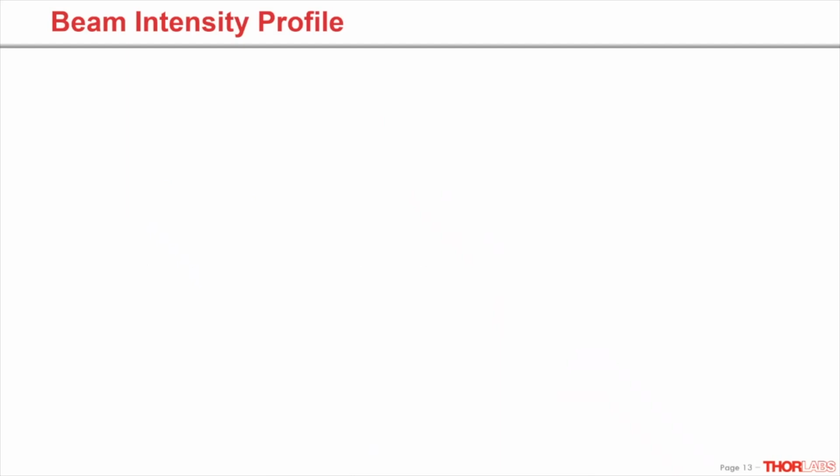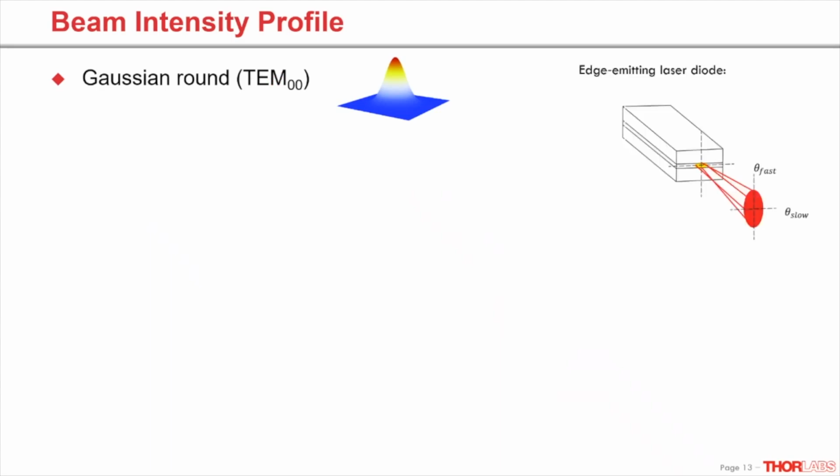As already mentioned, Gaussian beams can be focused to the smallest beam width, and an ideal round Gaussian beam propagates with the fundamental TEM00 mode. In most cases, especially with diode lasers, so-called edge emitters, there will be an elliptical beam. That means it propagates with different divergence angles between the fast and the slow axis.